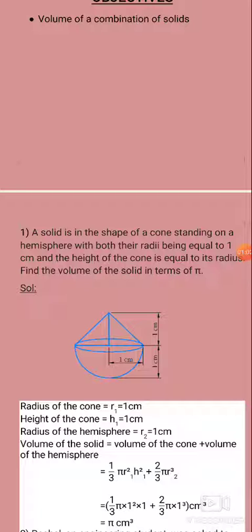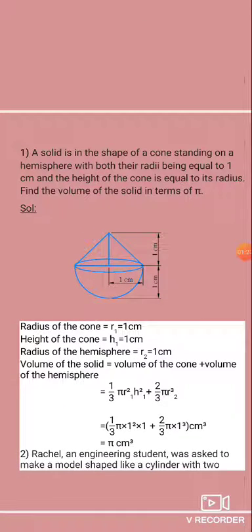Now, the volume of the solid is equal to volume of the cone plus volume of the hemisphere. Now, what is the volume of the cone? 1 by 3 pi r square h. So, listen here, h1 is there, not square. 1 by 3 pi r1 square h1 plus 2 by 3 pi r2 cube. Now, 1 by 3 pi into radius and height are same, 1. So, 1 square into 1 plus 2 by 3 pi into 1 cube. So, 1 square and 1 cube are same, 1 itself.